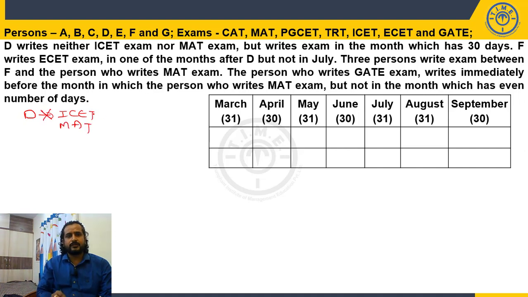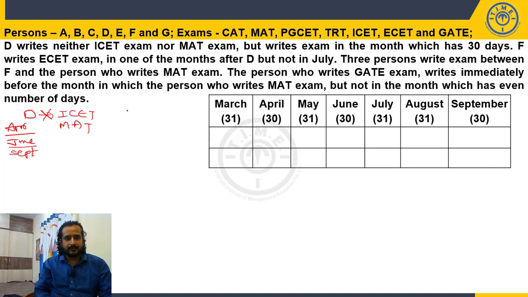D won't write these 2 exams. But D writes the exam in the months which have 30 days. So what are the months which have 30 days? April, next June, next September. So whenever a months-based question is given, definitely there are clues related to the number of days in the month. That is by default.